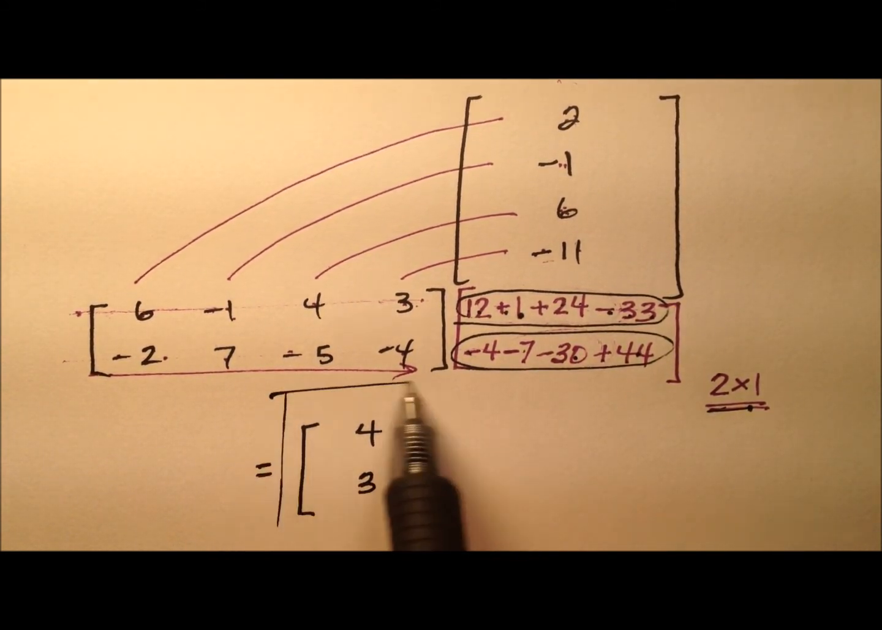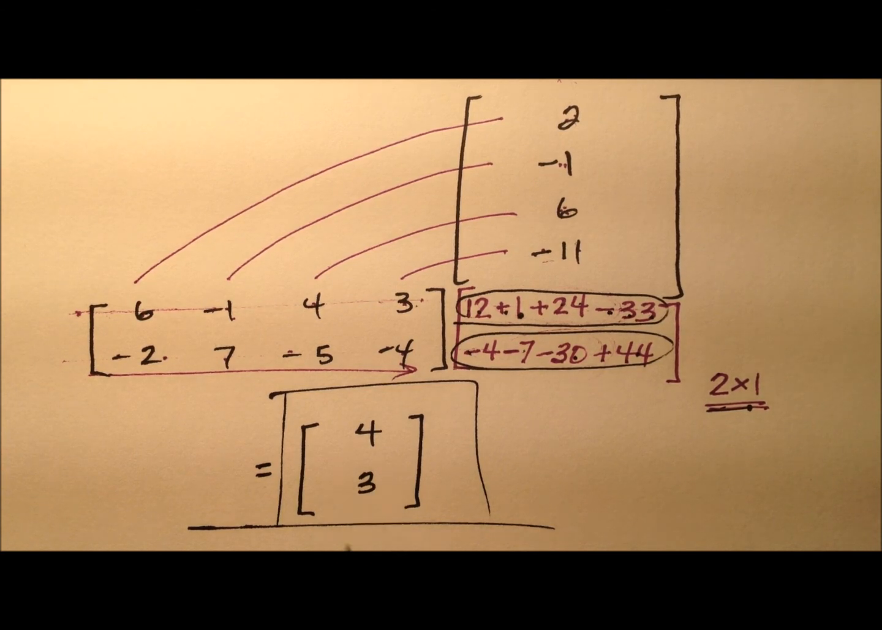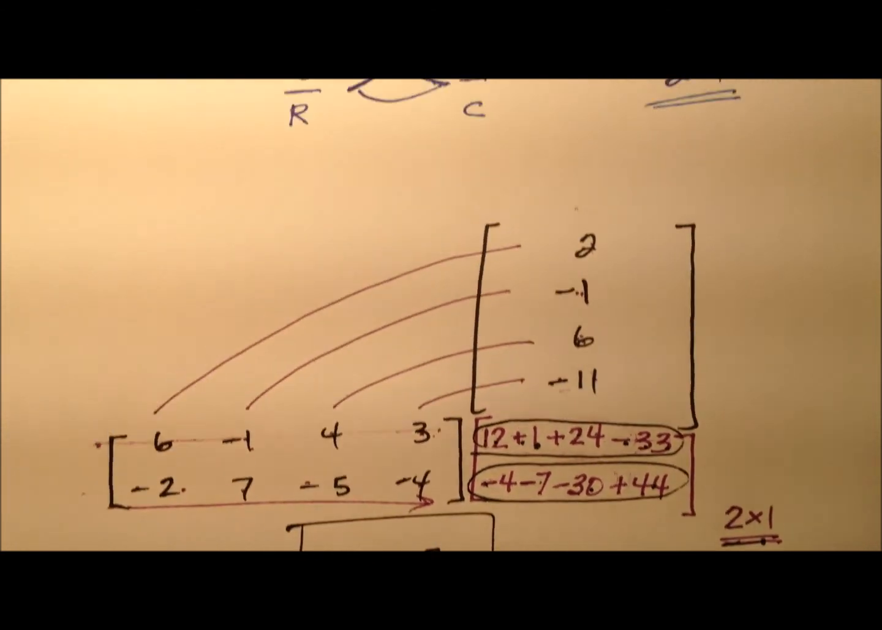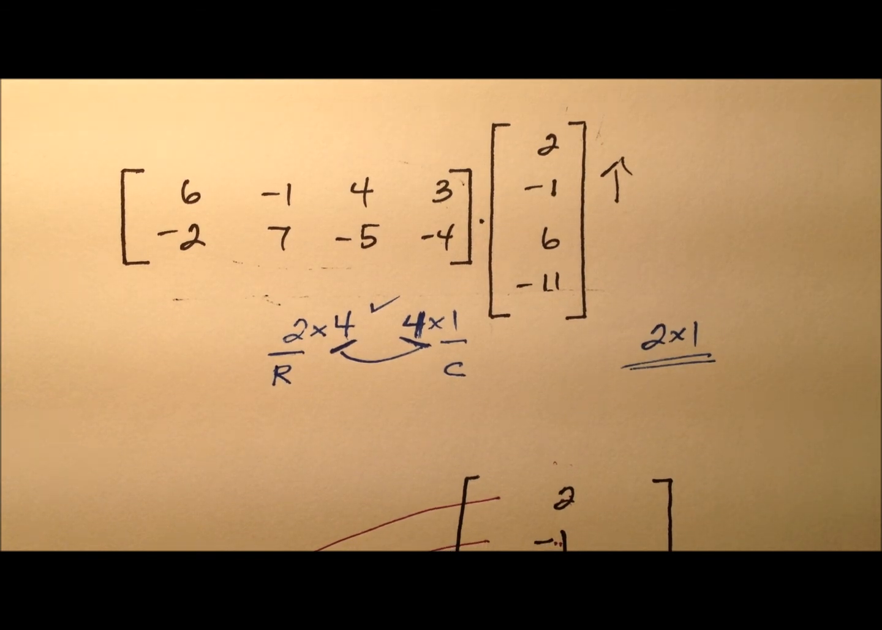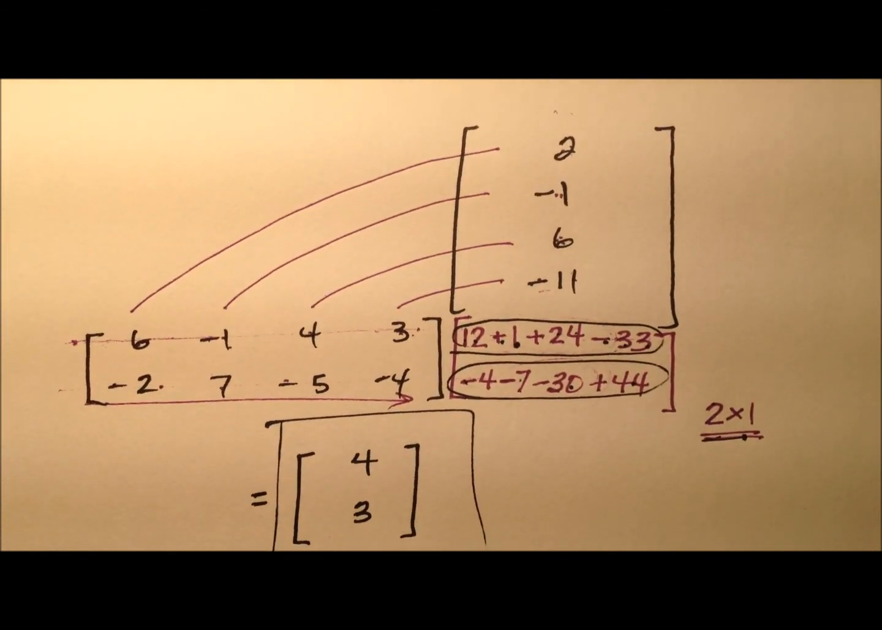So our 2 by 1 product matrix will have entries 4 and 3, and that's what we get whenever we multiply these two initial matrices together. And here again is that product matrix.